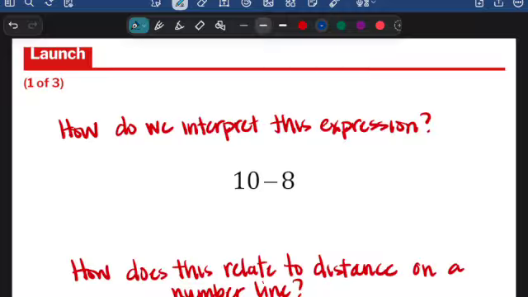So again, like we did in the warm-up, we moved to the right 10 first, and then we moved to the left 8, since it's negative. So when we're looking at integers, the sign right in front of the integer belongs with that integer. So you should think of that as a positive 10 plus a negative 8.